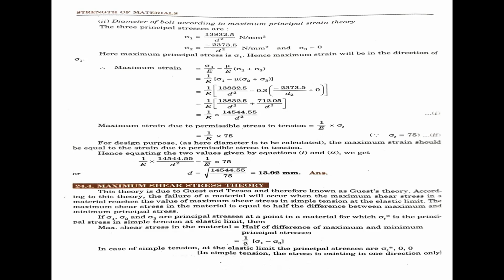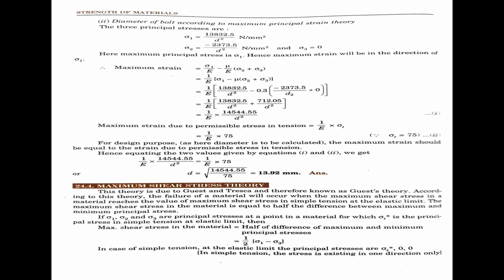Finally, substitute these values into the formula sigma 1 minus mu into sigma 2 plus sigma 3, with 1 by E. Finally, 1 by E into 1454.55 divided by d square. Maximum strain due to permissible stress in tension is 1 by E into sigma T, where the sigma T value is 75, giving 75 by E.